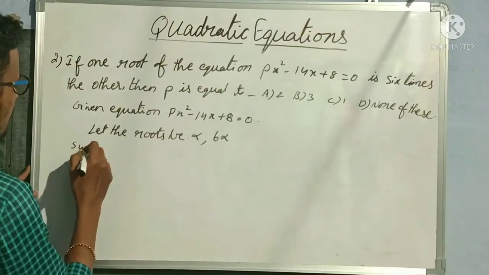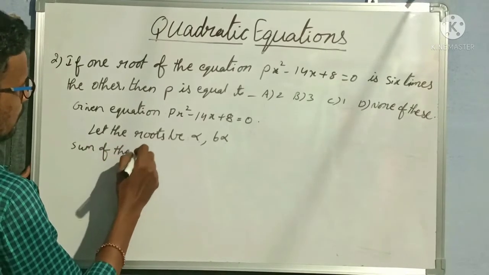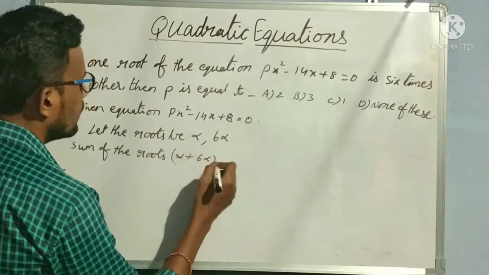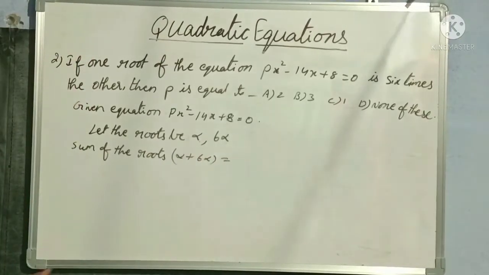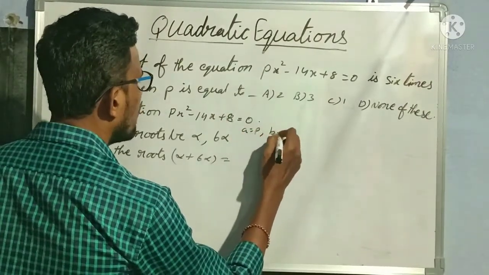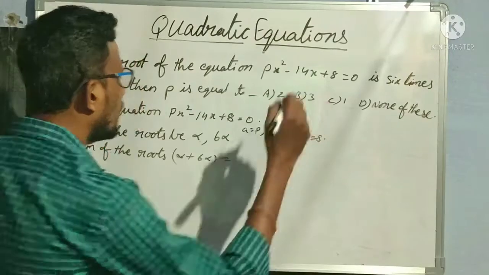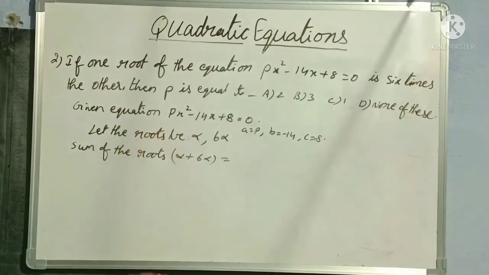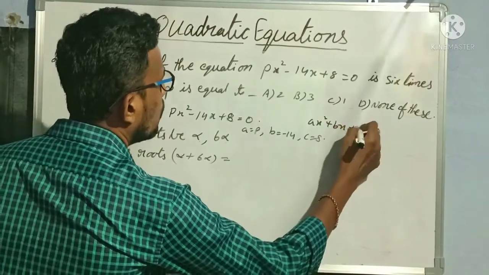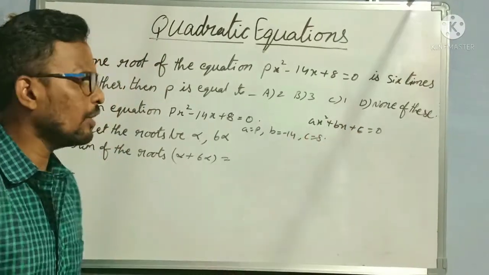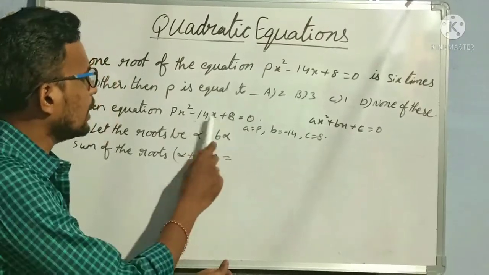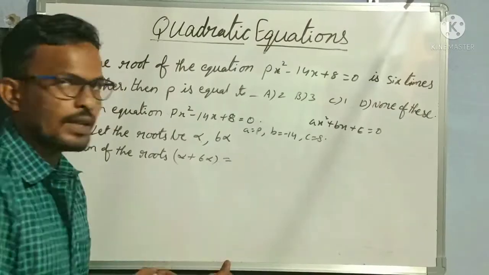So now sum of the roots. Sum of the roots is alpha plus 6 alpha, right? Is equal to minus b by a. So let's see here, a is equal to p, b is equal to minus 14, c is equal to 8, right? When we compare this with our general equation, that is ax square plus bx plus c is equal to 0, we are getting a value as p and b value is minus 14, along with minus sign we have to take, and c value is 8.